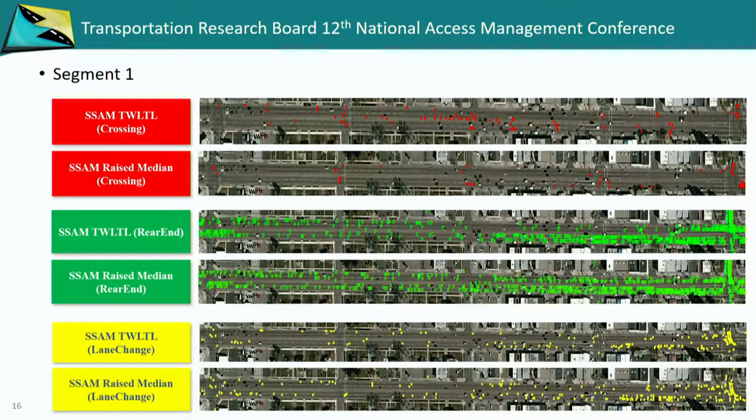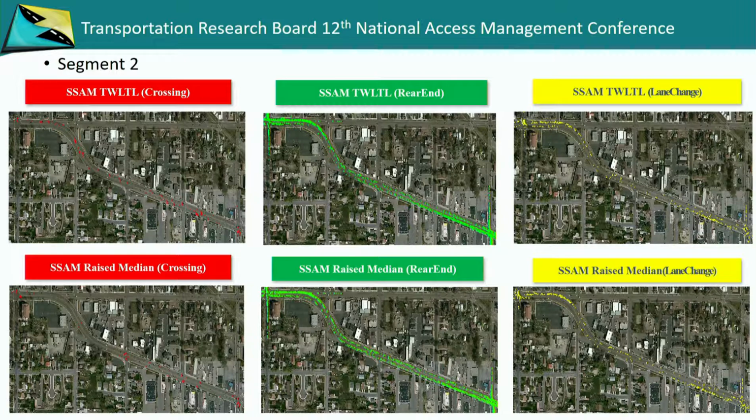So we did the same things. First of all, the graphical spatial analysis. We looked at the different segments along the corridor, looked at the different types of crashes with either a two-way left turn lane or a raised median. In this case, this is our two-way left turn lane on the top each time, and then the raised median was the second piece. So we've got crossing, rear end, and lane change crashes occurring. We did the same thing on the second portion of the second segment through the curve, just so we could see what was happening with and without a raised median.